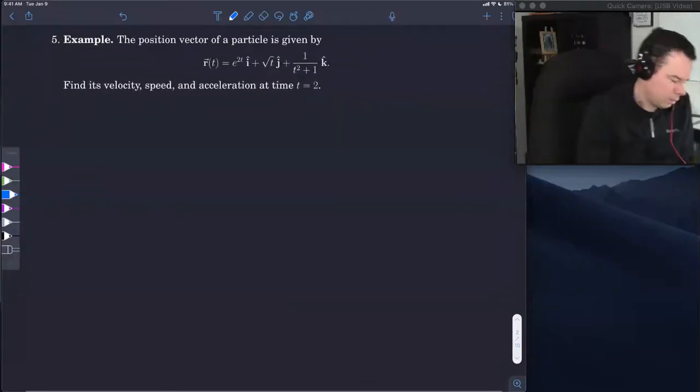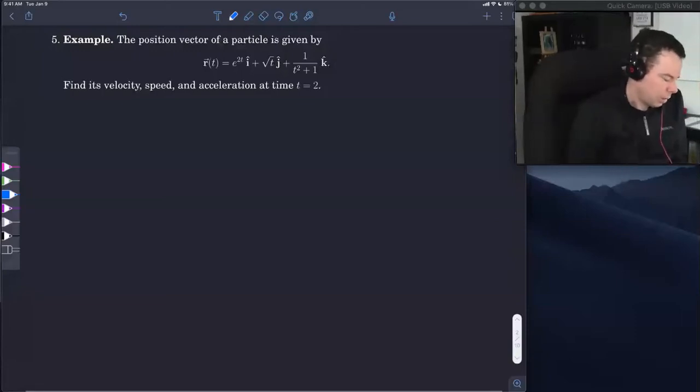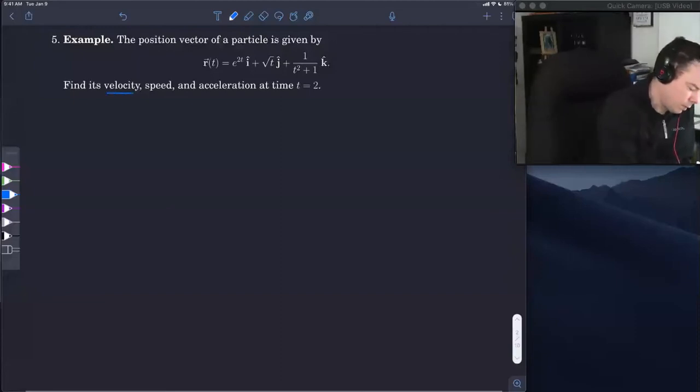So let's go ahead and work out an example. Suppose the position of a particle is given by this parameterized curve, r of t. We want to find its velocity, its speed, and its acceleration, all at a given time, t equals 2. So we'll first work it out in general. We'll work it out for an arbitrary time t.